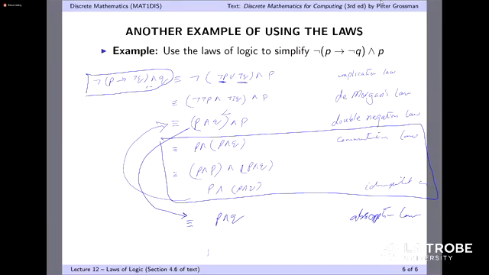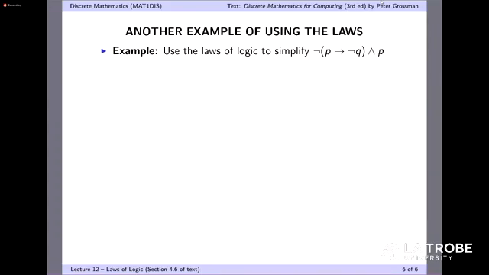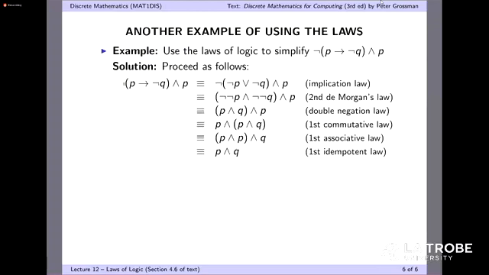Any questions? None. The solution is here, and your answer is P and Q in the end. Remember, here the laws are slightly different, the last one especially that's being used. Anyway, let's look at more examples.